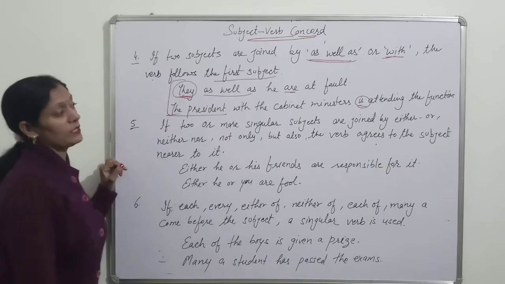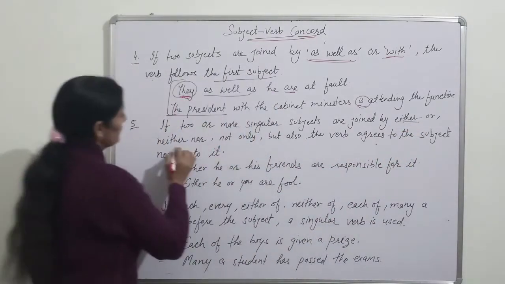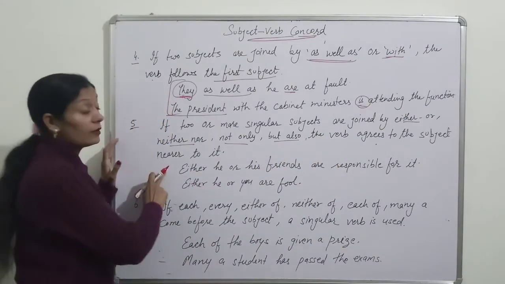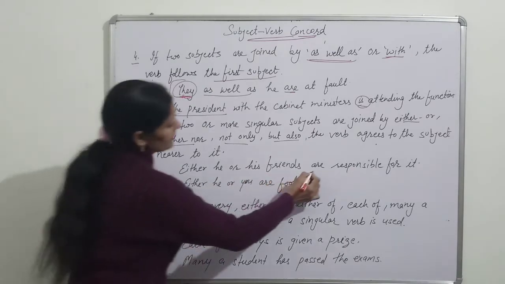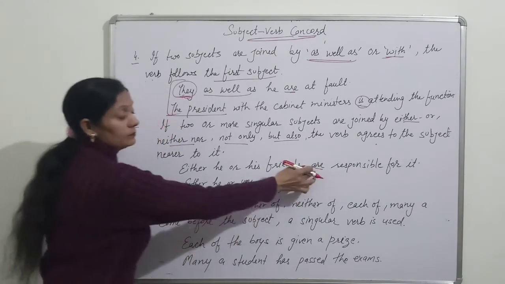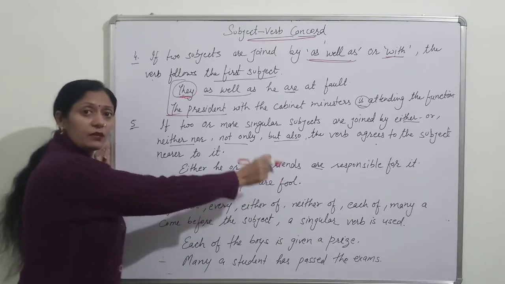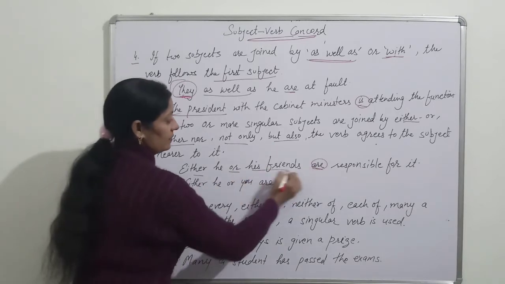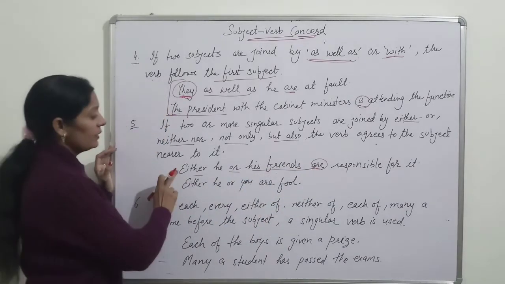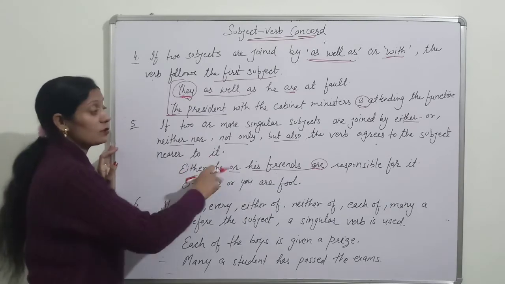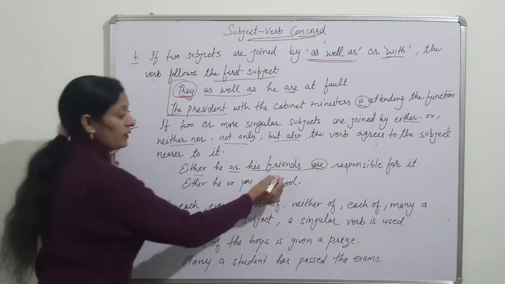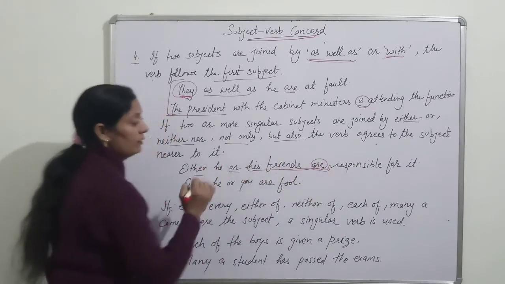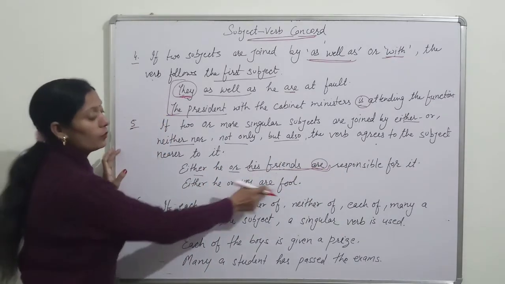Now next, number 5. If two or more singular subjects are joined by either or, neither nor, not only but also, the verb agrees with the subject nearer to it. It means the subject which is near to the verb. The verb should be according to the subject which is near to it. Okay. Either he or his friends are. It means with this we are using are. Either his friends or he is. Suppose we are using here he, so he is responsible for it. So according to the subject which is near to the verb. Either he or you are fool.